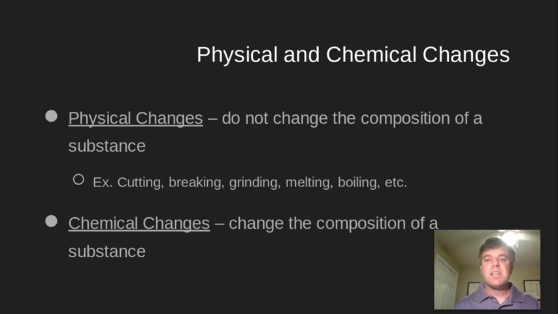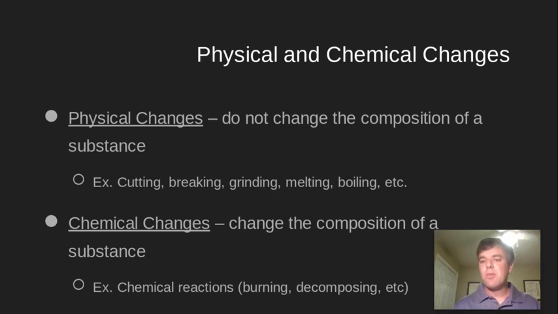Chemical changes would change its chemical composition, and that would be doing a chemical reaction like setting something on fire, breaking it down, heating it up and causing a reaction to take place like cooking. For instance, once you fry an egg, you can't unfry the egg. You have chemically changed the composition of that egg by rearranging what's in it.